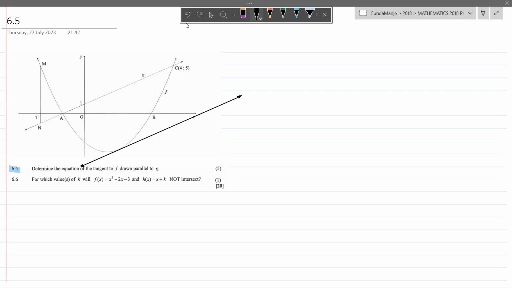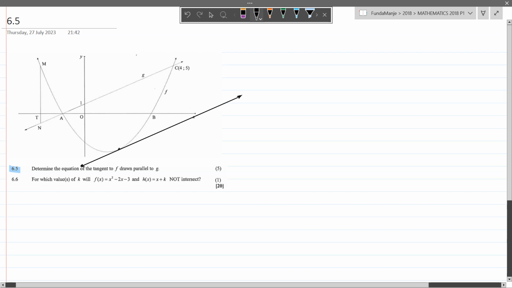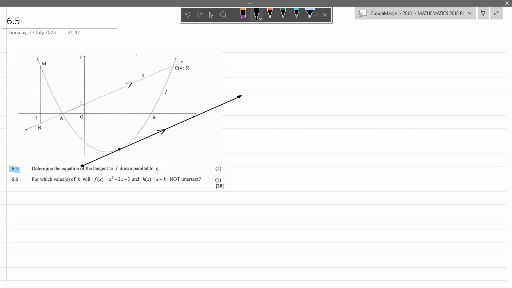6.5 says determine the equation of the tangent to f drawn parallel to g. So we need to determine the equation of the tangent to f. So here's the tangent to f at that point over here, and we're also told that this tangent is parallel to g. So what we know about parallel lines is that they share the same gradient.